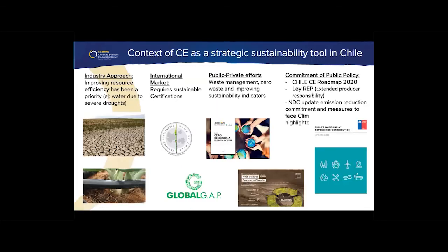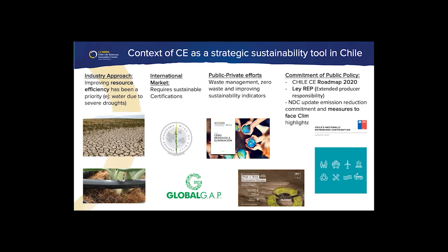So let me now tell you a little bit about the context of the circular economy as a strategic sustainability tool in Chile. For the food system, improving resource efficiency has been a priority. And I think this is very important for you to understand why this approach will be so relevant. We have been experiencing severe droughts for the past decade. Also, for the Chilean sector, the international market demands that we be more sustainable, and we have some certifications that are looking forward to that.